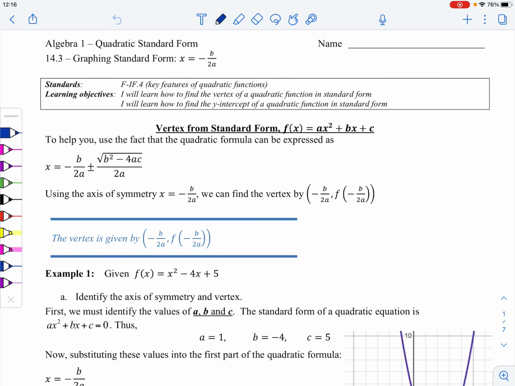Okay, welcome everybody. This is 14.3, graphing standard formula. Last time we talked about the quadratic formula and how to use it.